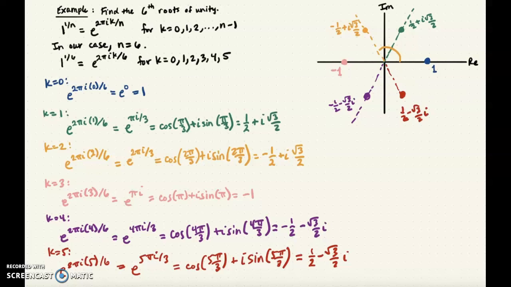And these are the sixth roots of unity. Notice there are 6 of them. If we had gone on to compute for k equals 6, we would actually get 1 again, so we don't need to do that. And then I just want to point out very quickly that this forms a regular hexagon. If I connect the dots here, I get a regular hexagon in the complex plane, and all the points are evenly distributed around the unit circle.